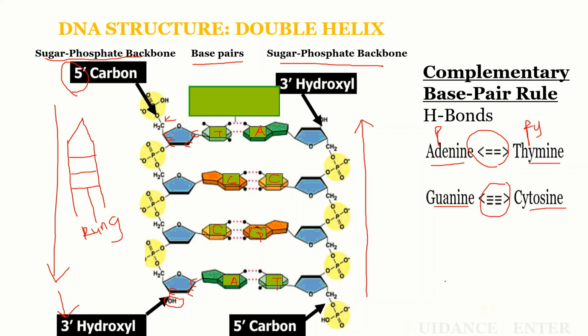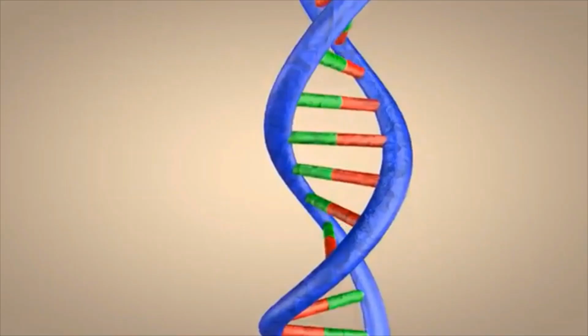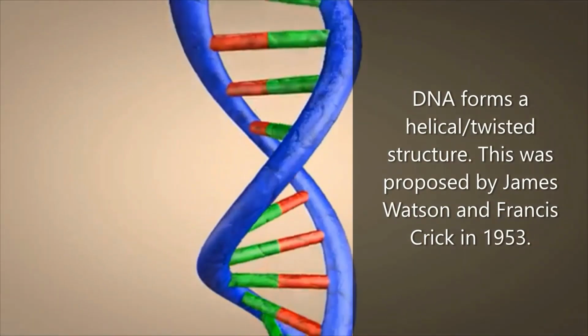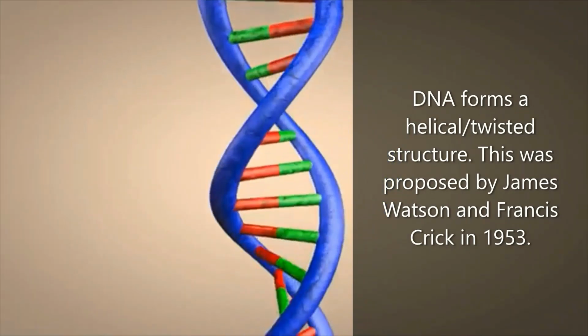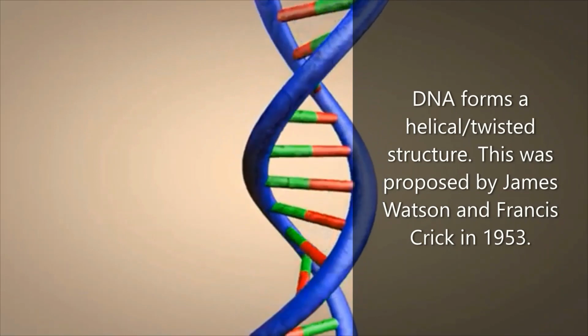For you to remember the complementary base pair rule, we have a mnemonic. We can say At Guidance Center: A binds to T, and G binds to C. So DNA, we've said, is a double helix, as seen in this diagram. It was proposed by James Watson and Francis Crick in 1953.